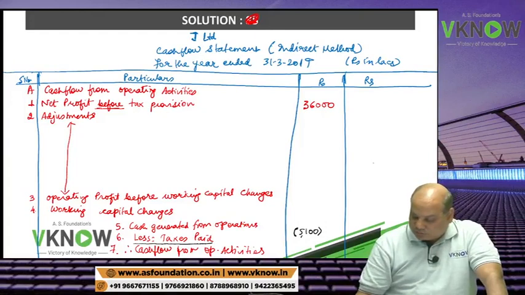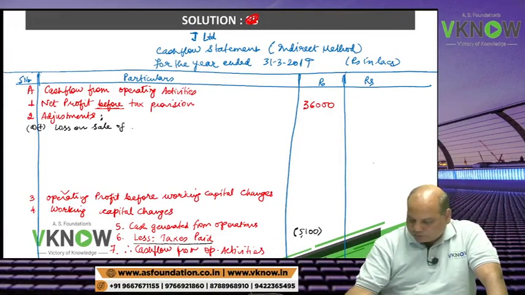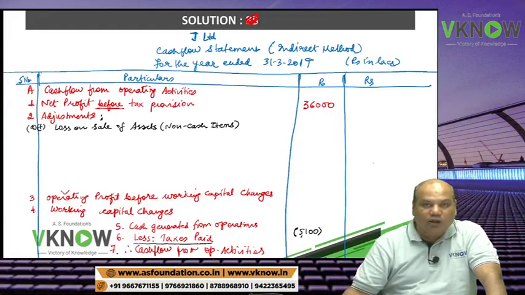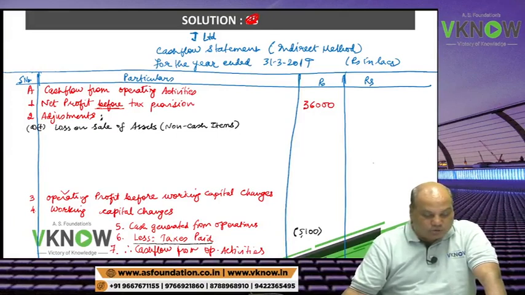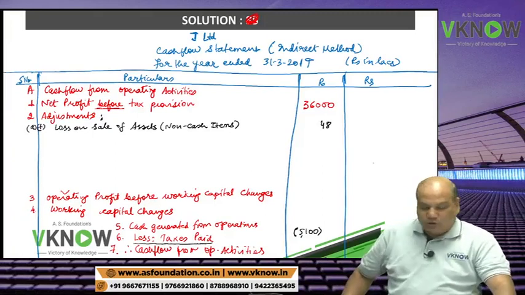So I will go to adjustments. And in adjustment I will write down here, small a, add loss on sale of asset. Why are we adding back? It's a non-cash item. The actual cash flow is the sale value. Loss is a book entry. So that amount is 48, right in the first column.